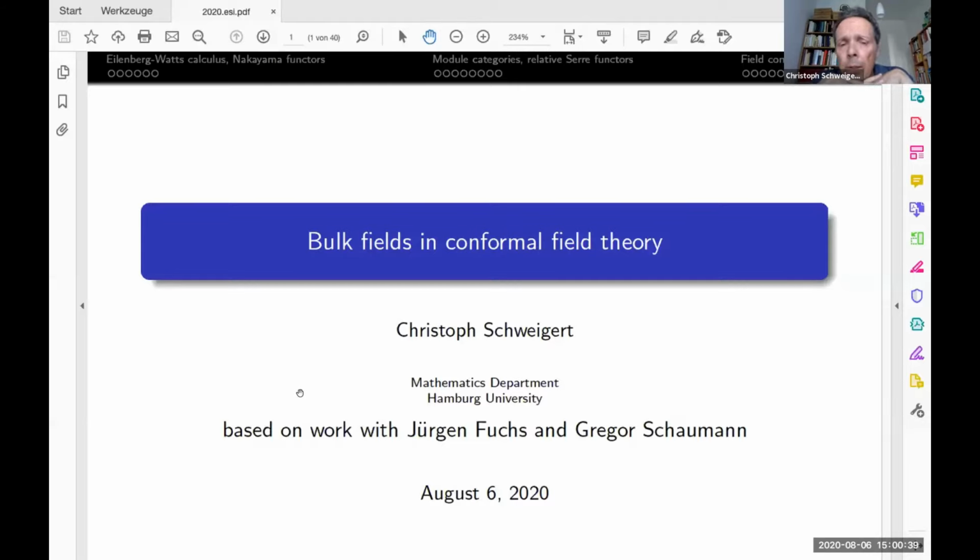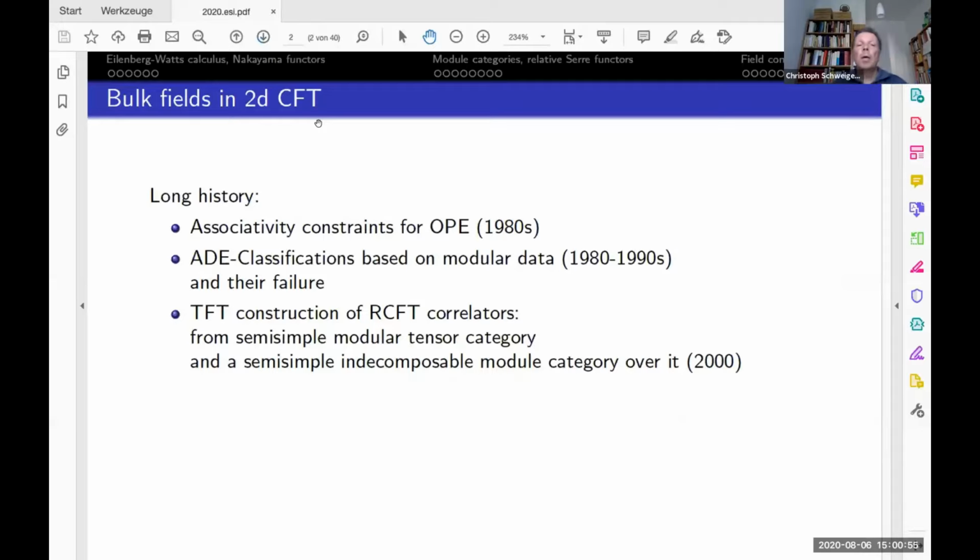Now, two-dimensional conformal field theory and fusion categories or modular categories, that's a very well-known connection. It appeared a little bit in Yasu's talk. So let's go back and look at a little bit of history to start with. So if you want to determine bulk fields, then it has been clear, at least since the 80s, work of Belavin, Polyakov and Zamolodchikov, but also many others, that you have to solve associativity constraints. So you have to look for certain algebras.